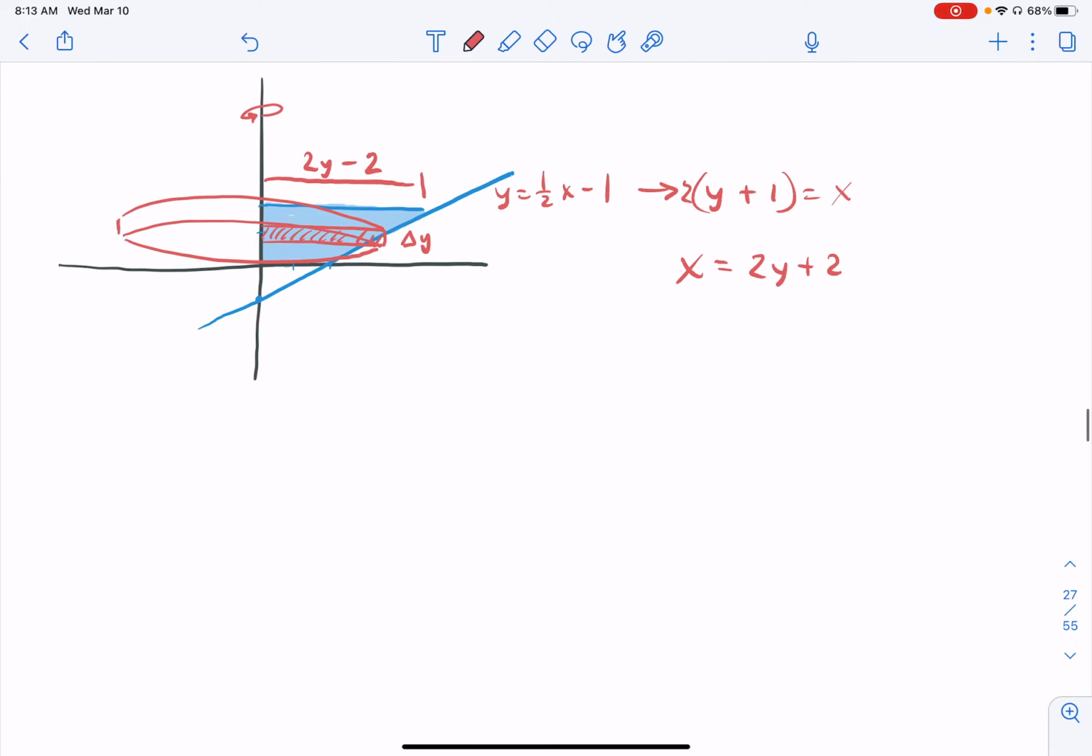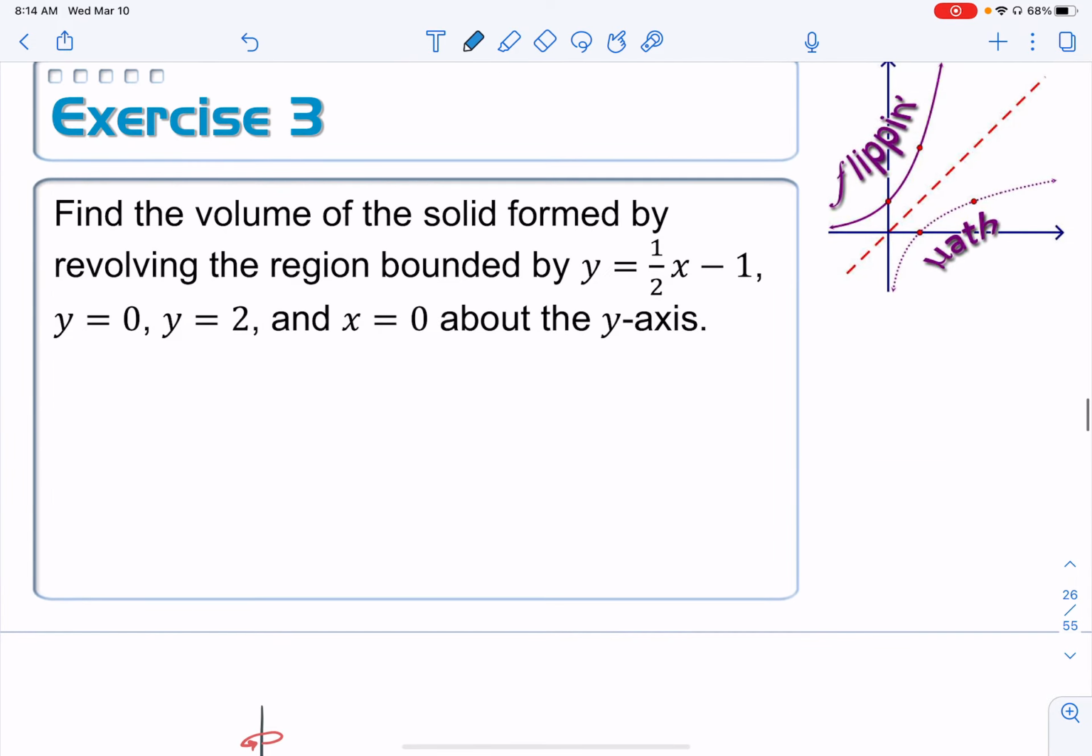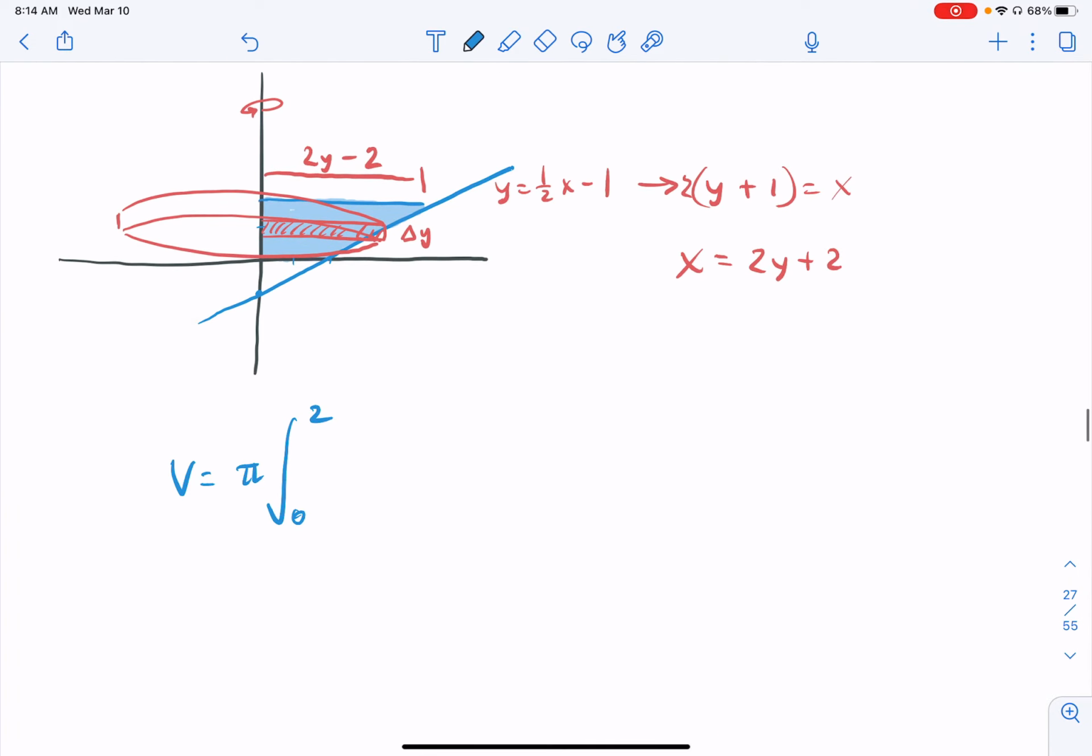So 2y minus 2 as our radius there. All right, okay. So then, let's go ahead and throw this all into a definite integral for the volume. Don't forget your pi. On the y-axis, we're going from 0 to 2. That's how high that thing went. Right? Just to be sure. Yep, okay. And then our radius function was 2y minus 2 squared, and then dy.